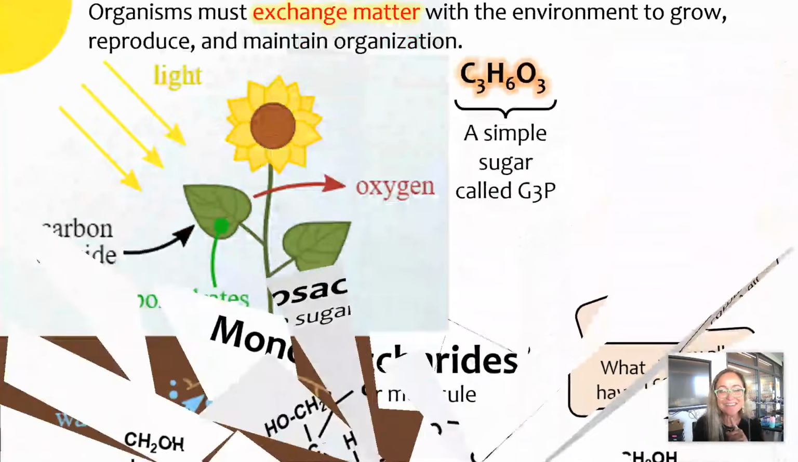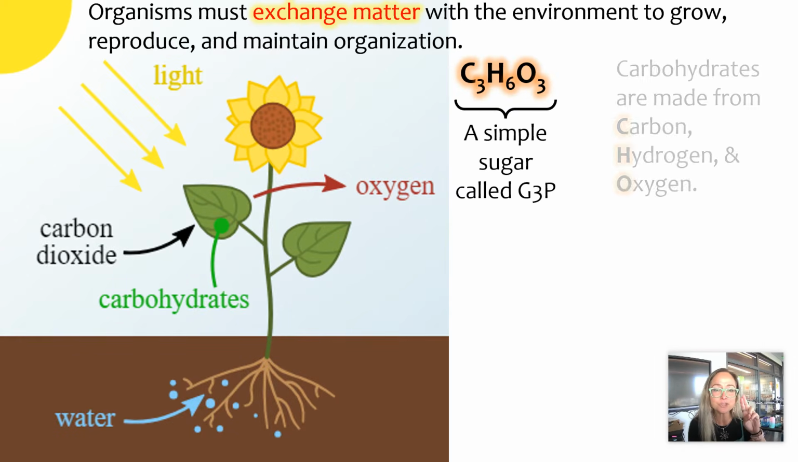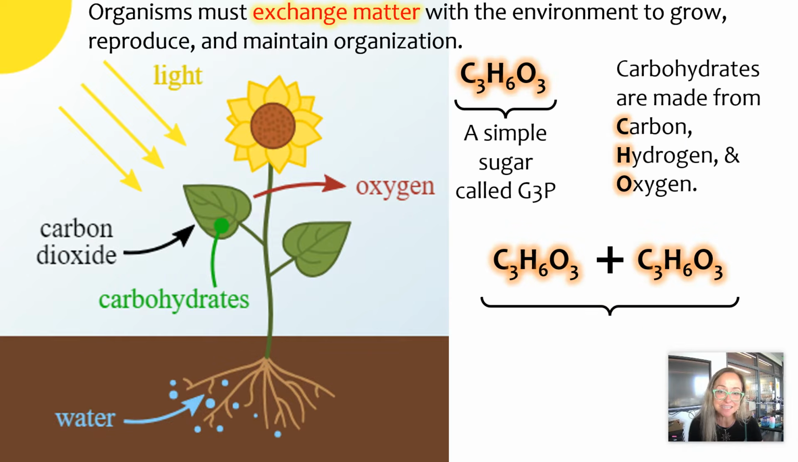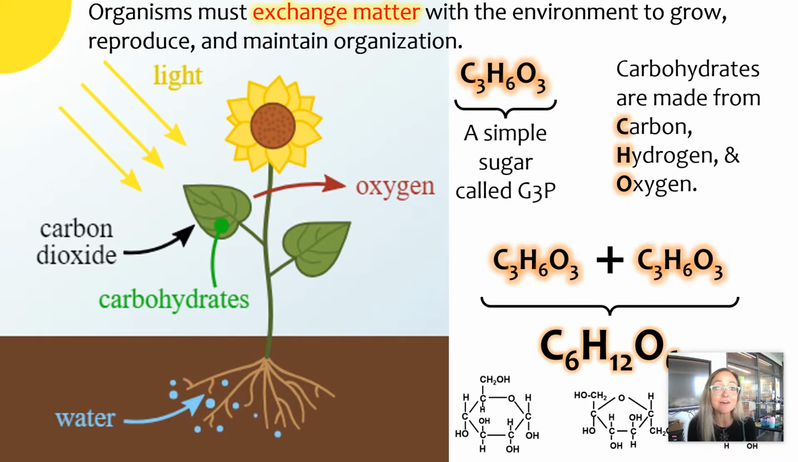I don't think so. When we talked in my previous video about how organisms are going to exchange matter with the environment, we learned that plants will take in carbon dioxide and water, the C, H, and O, and during the Calvin cycle of photosynthesis will produce a simple sugar called G3P. Now G3P is C3H6O3, and when you add two of those together, that's where the C6H12O6 comes from. So while we have different kinds of monosaccharides in carbohydrates, glucose is going to be the primary one that we talk about.